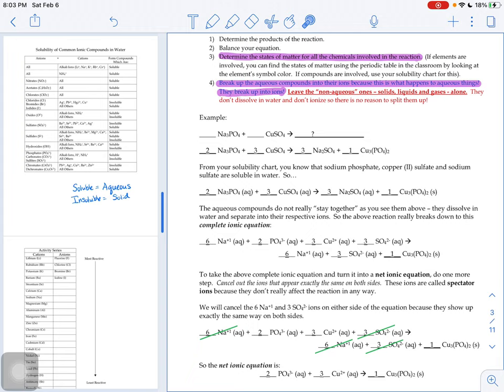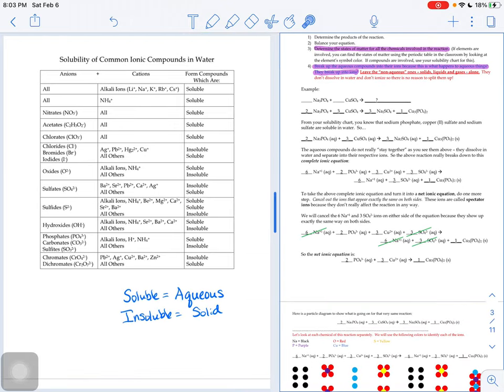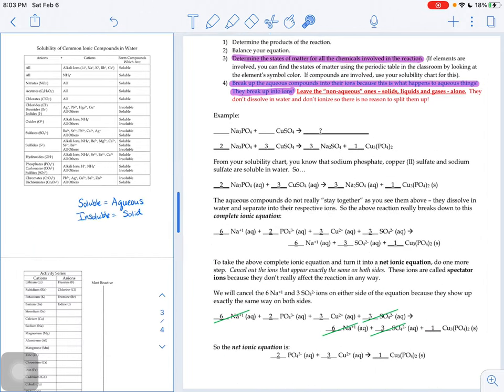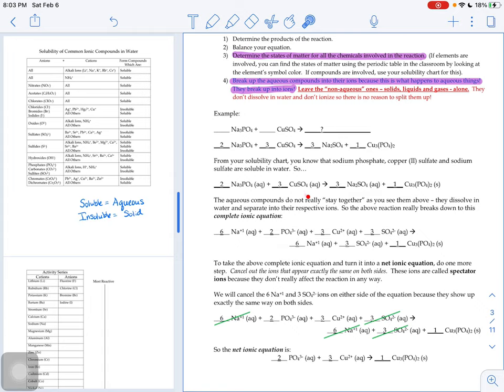I'm going to do the same thing with my copper 2 sulfate, the sodium sulfate, and the copper 2 phosphate. So let's check our copper 2 sulfate. When we look at sulfates with barium, strontium, lead plus 2, calcium, or silver, they are insoluble. Copper is not part of that insoluble list. It falls into the all other category. So copper with sulfate, soluble. That's why over here we have our state of matter for CuSO4 as aqueous.